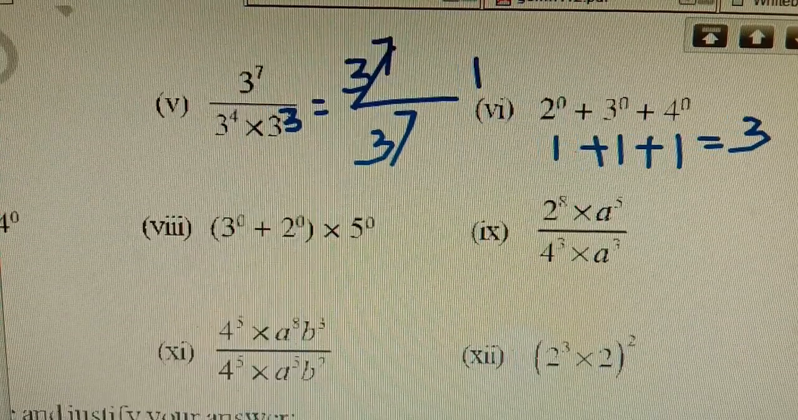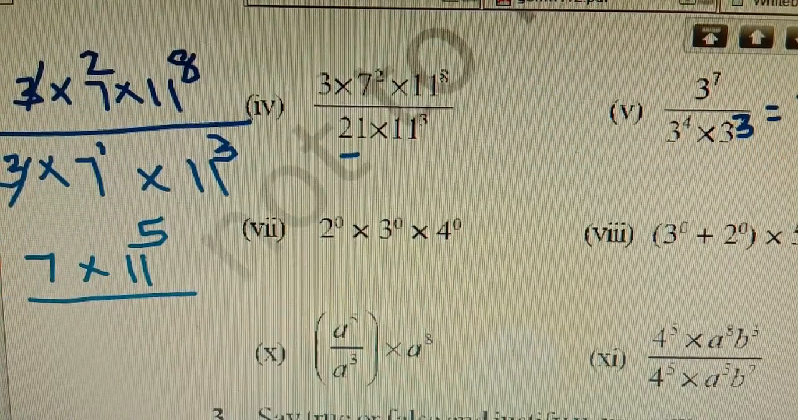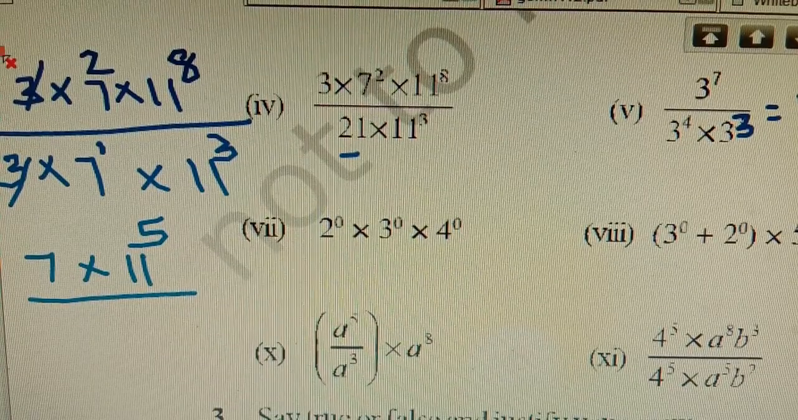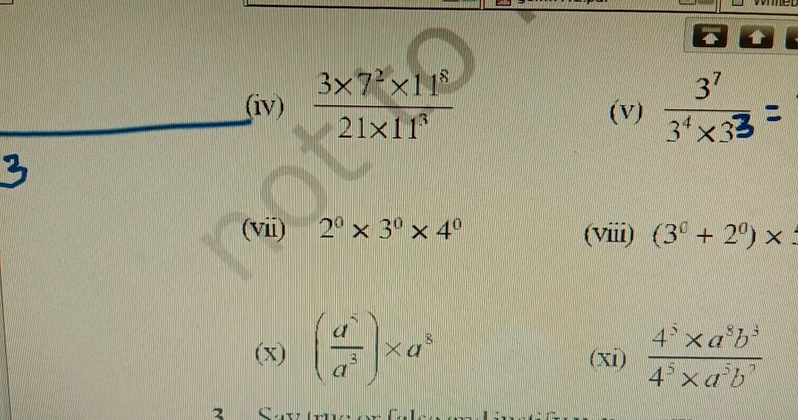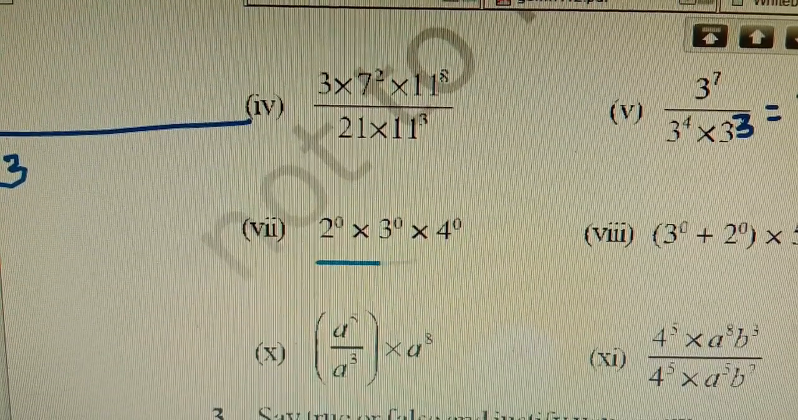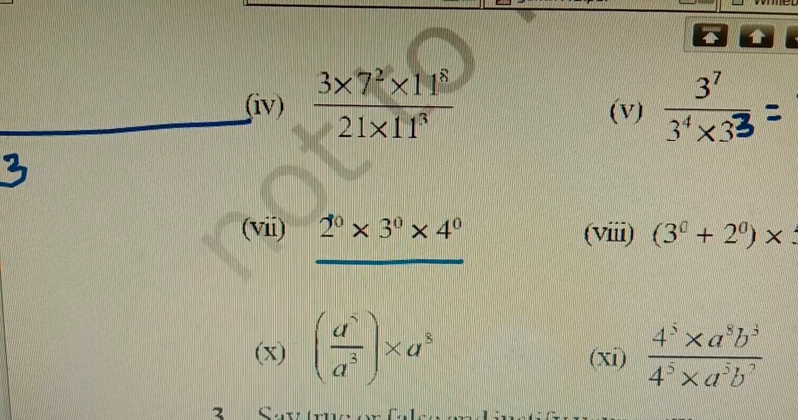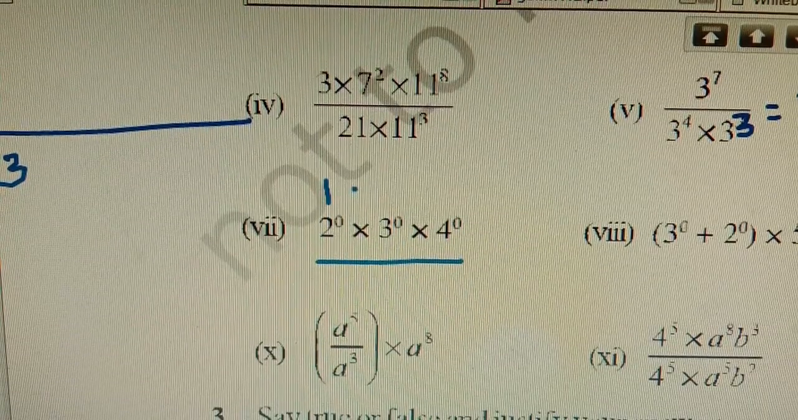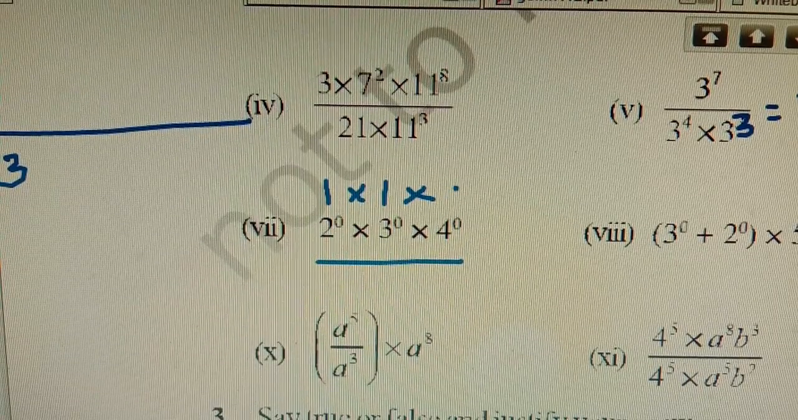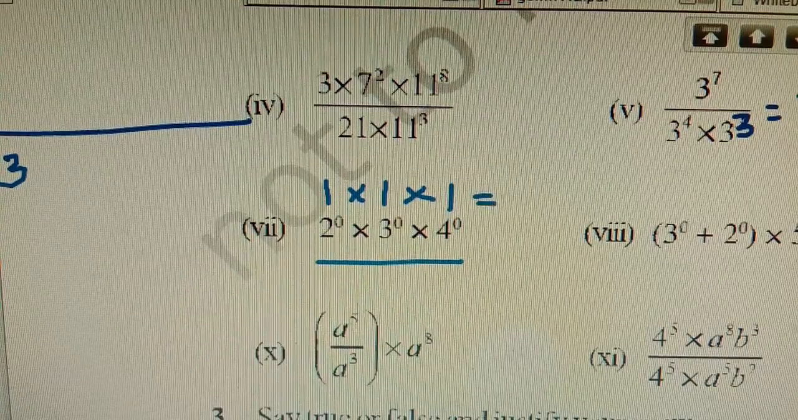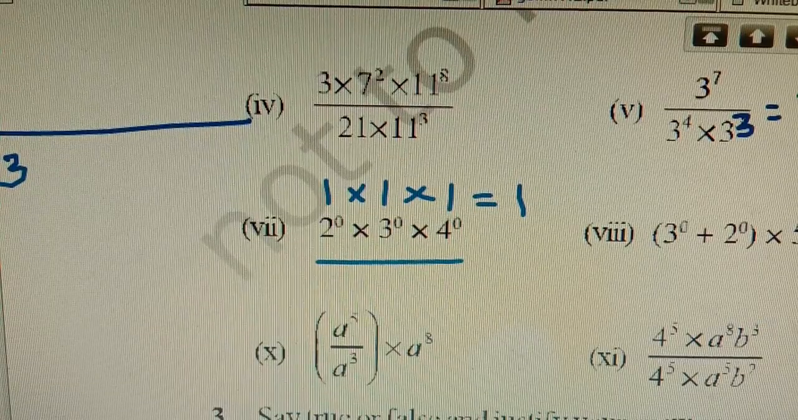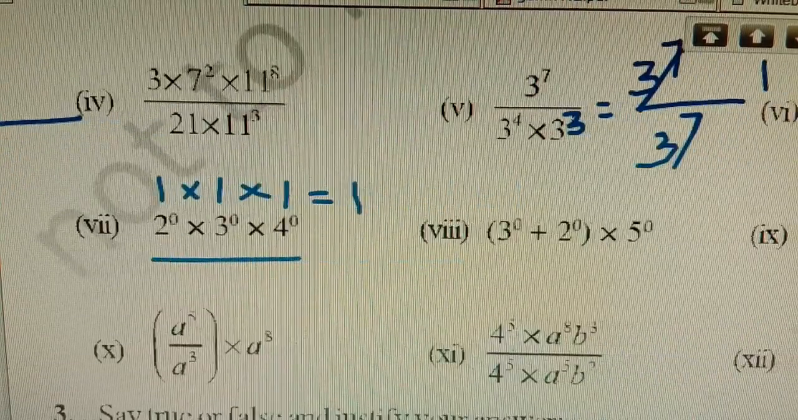Okay, these questions are all very simple and interesting. Now here, this is also the same way. For the last question we were adding, but here it is only multiplication. 2 to the power of 0 is 1, so 1 into 3 to the power of 0 is 1, then 4 to the power of 0 is also 1. So 1 into 1, that is 1. By adding we had 3, but here multiplying 1 three times we have only 1 itself.